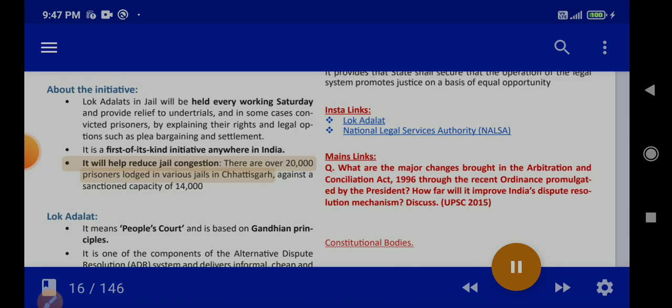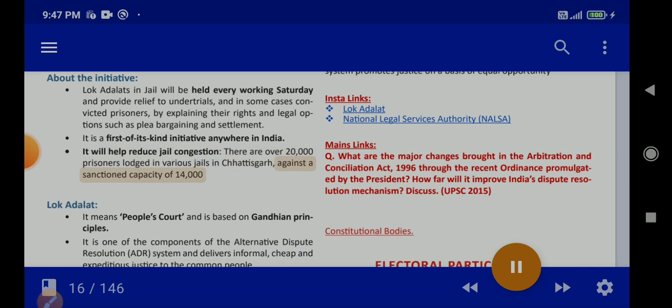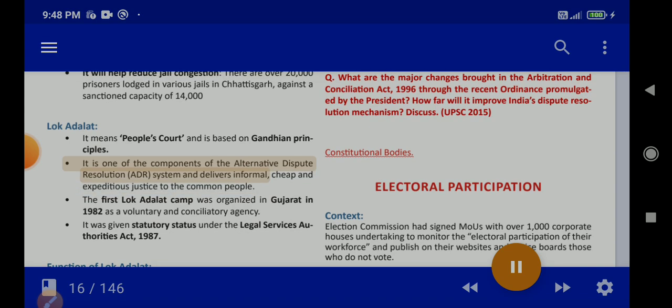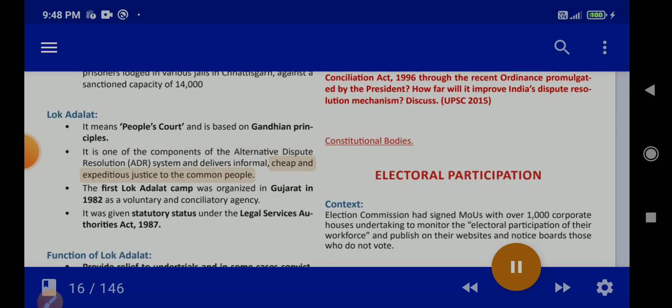It will help reduce jail congestion. There are over 20,000 prisoners lodged in various jails in Chhattisgarh, against a sanctioned capacity of 14,000. Lok Adalat means People's Court, and is based on Gandhian principles. It is one of the components of the Alternative Dispute Resolution (ADR) system and delivers informal, cheap and expeditious justice to the common people.